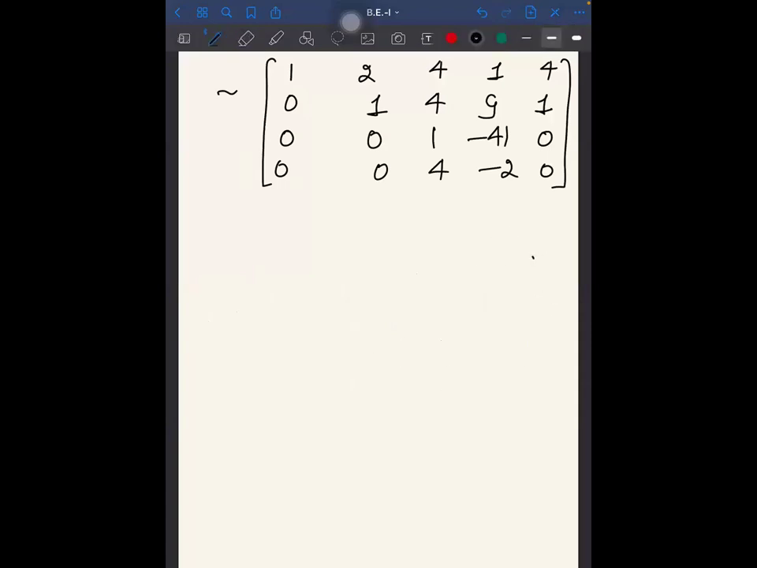Yes. Yes, sir. Now what should we do? Operate on R4 minus 4 times the R1. And we shall also operate on R2. R4 minus R3, sorry. So in R2, operate on R1. Because we need zeros over there as well, right?